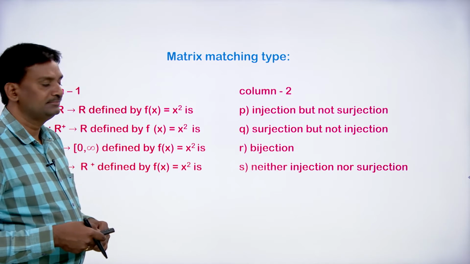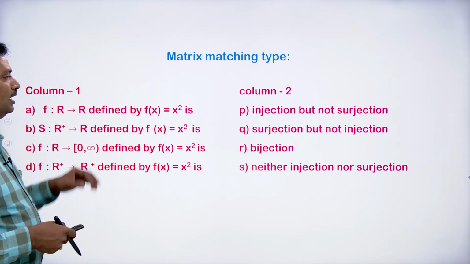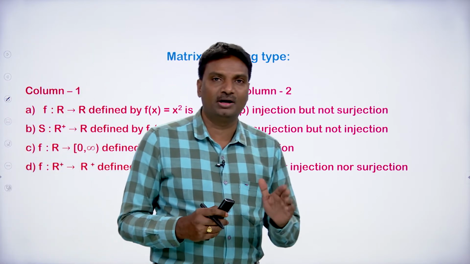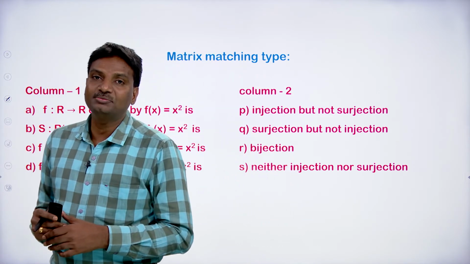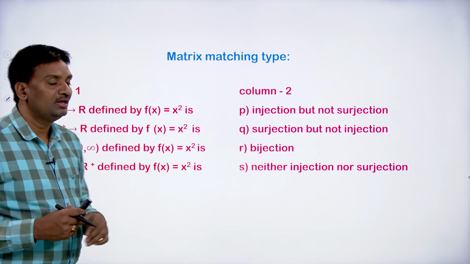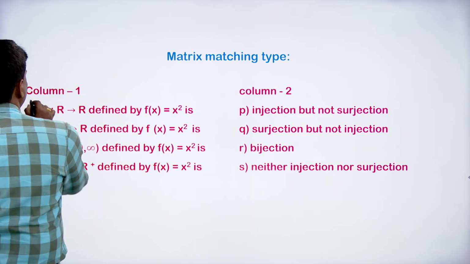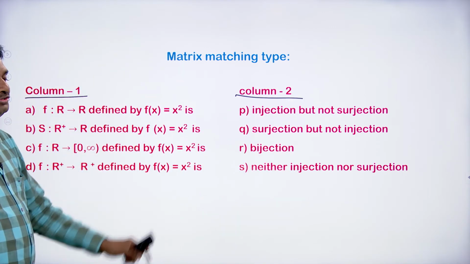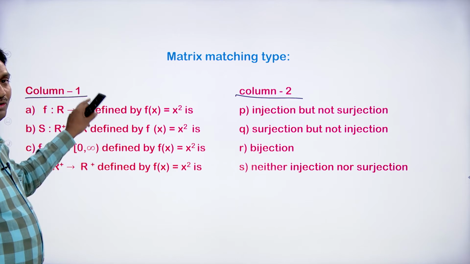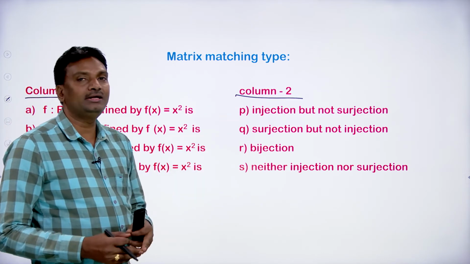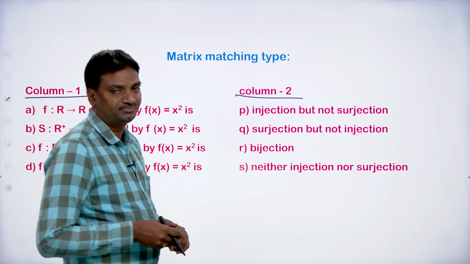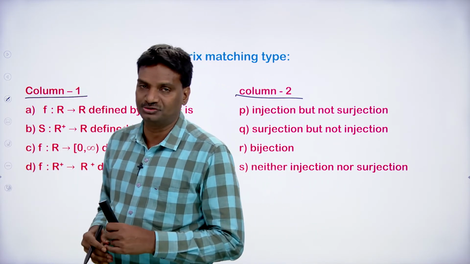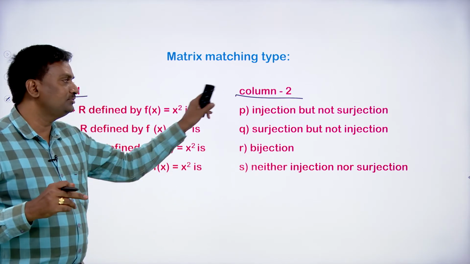Next, matrix matching type. In matrix matching type, we have questions like this. We already did some matrix matching type problems in the previous chapters also. In matrix matching type, we have questions like this, where we have 2 columns. This is column 1 and this is column 2. Column 1 contains 4 questions A, B, C, D, and column 2 contains 4 answers P, Q, R, S. By solving each and every question in column 1, you will get the answers. So we have to map those answers in column 2.